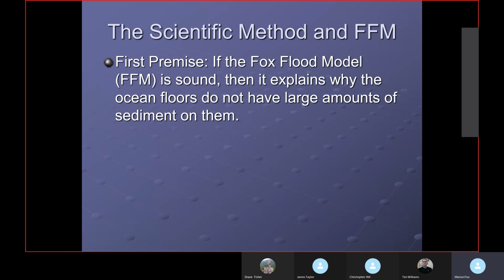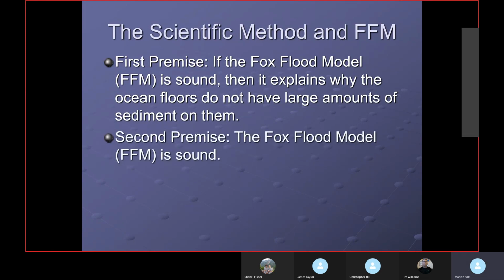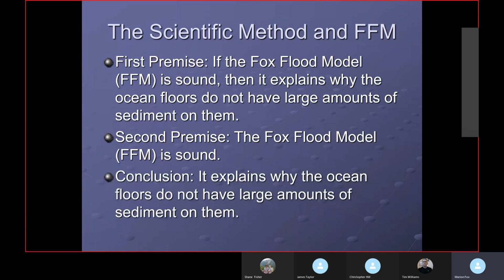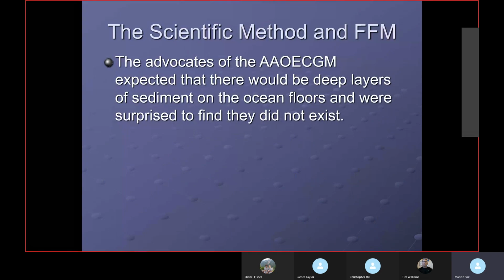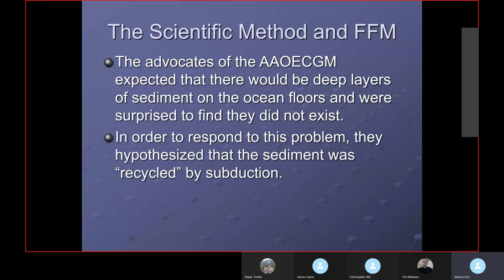If my flood model is sound, then it explains why the ocean floors do not have large amounts of sediment, because the rotating flood material would have kept it basically on the land and not taken it into the ocean floors. The flood model is sound and it explains it. Again, the advocates of the agnostic, atheist, old Earth creationist model actually expected to have deep layers of sediment in the ocean floors. When they actually drilled into them, they were surprised at what they found. And I've cited sources where they said they were surprised.